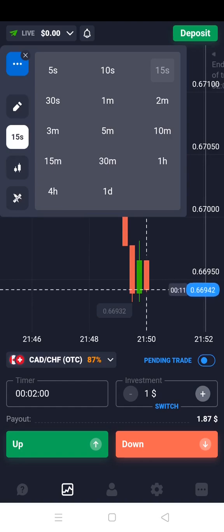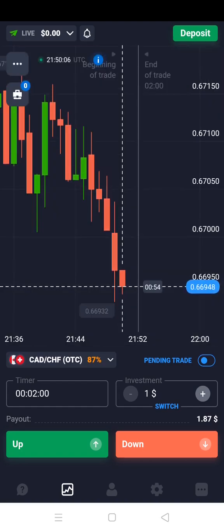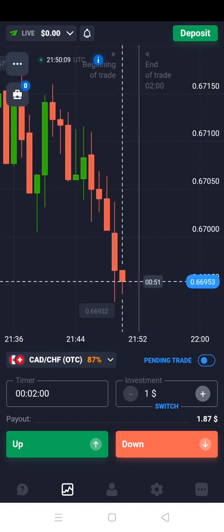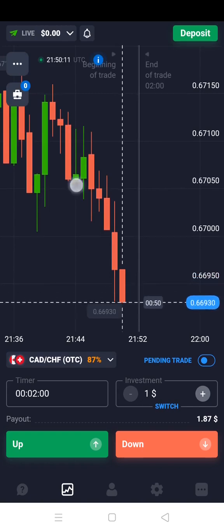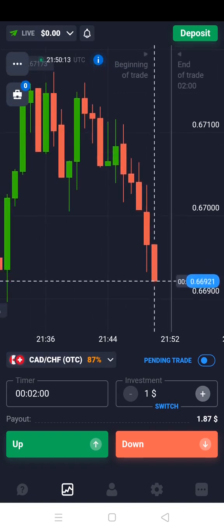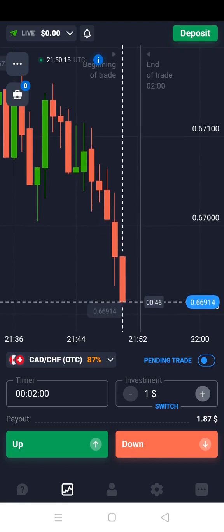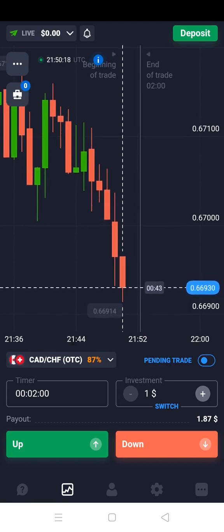The same thing applies when you go to 1 minute. When you click on 1 minute, it means you are on a 1 minute chart, and every candle here represents 1 minute. It took 1 minute for them to be created. So I hope you understand what I'm saying.